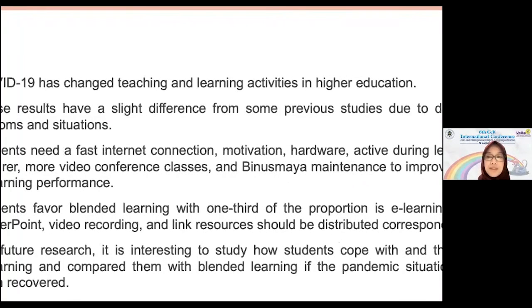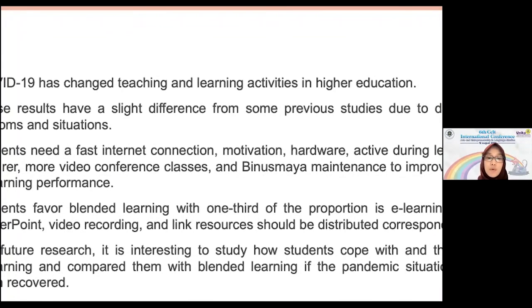Conclusion. COVID-19 has changed teaching and learning activities in higher education. These results have a slight difference from some previous studies due to different cultures and situations. Students need a fast internet connection, motivation, hardware, active during lessons, lecturer, more video conference classes, and Binus Maya maintenance to improve their e-learning performance.